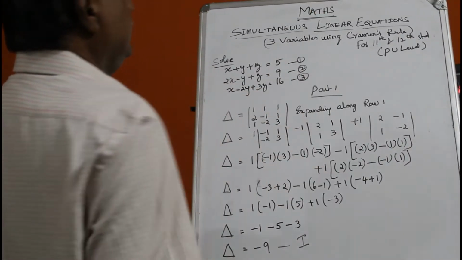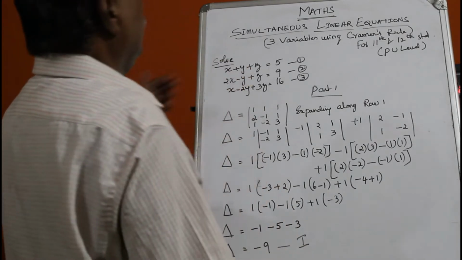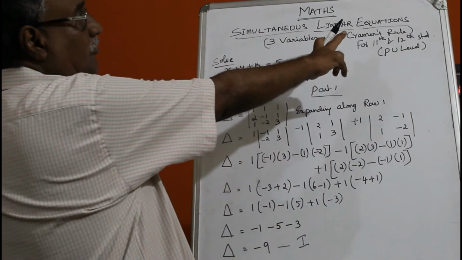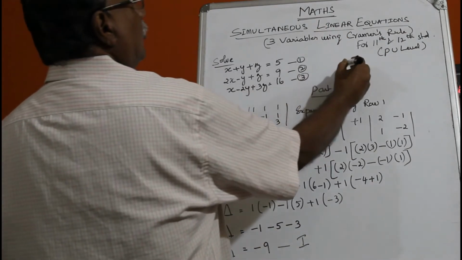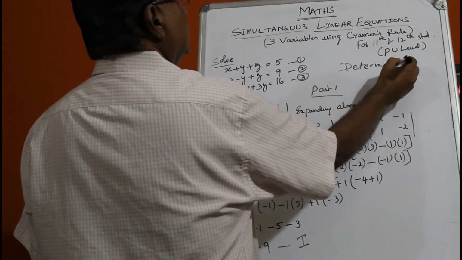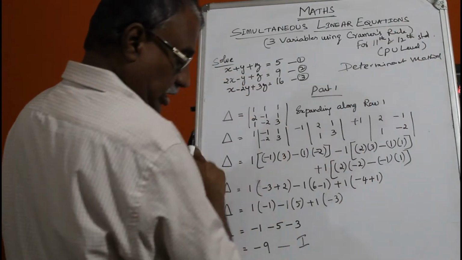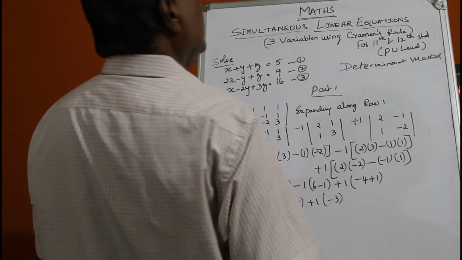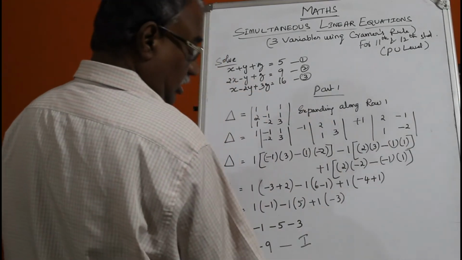Simultaneous linear equations involving three variables or three unknowns. X, Y, Z is called variable or unknown, but we use a different tool called Cramer's rule method. Cramer's rule method is also called the determinant method. So it's called Cramer's rule method or determinant method. It's coming for higher secondary level, PU level.